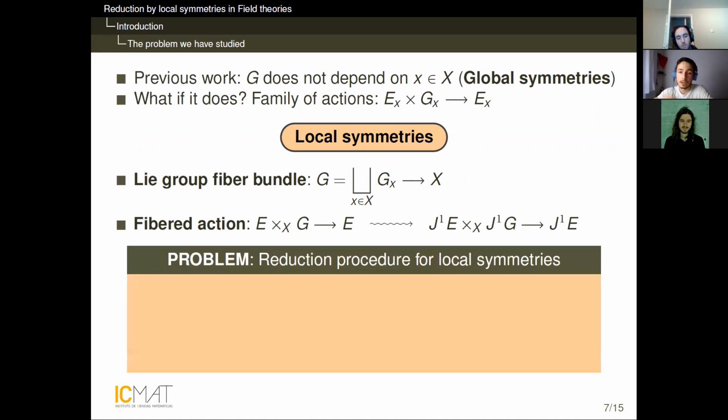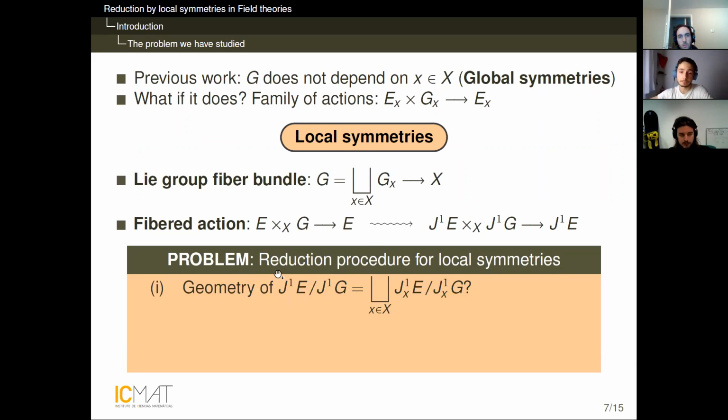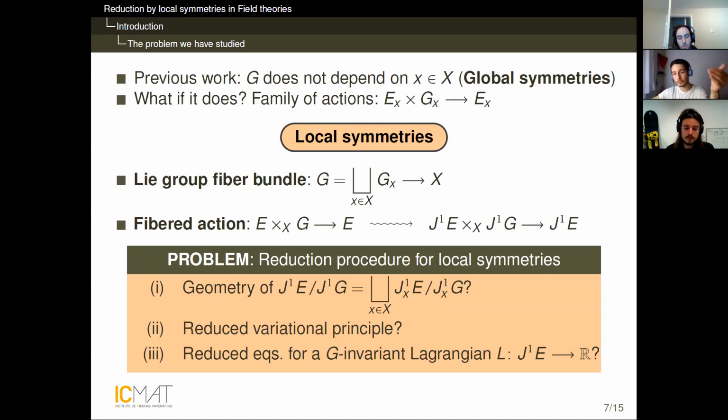And that's the question. What is the reduction method for this kind of local symmetries? To study this problem, we need to address three steps, as in any reduction problem. The first one is to study the geometry of the quotient bundle. In this case, it's not a typical quotient, but a fibered one. It's like putting together a lot of quotients. Then we need to study the reduced variational principle. We need to see how the variations are in this reduced space. And at last, we would like to apply the reduced variational principle to an invariant Lagrangian to obtain the reduced equations, which are the main results of reduction theory.